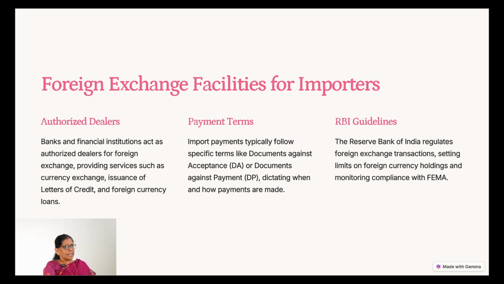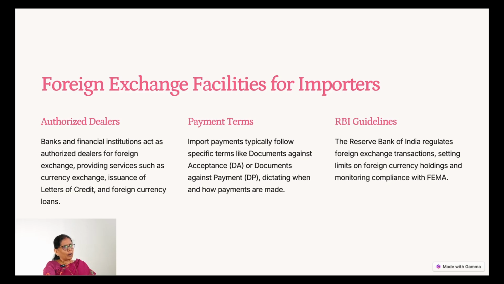The authorized dealers, the banks and other financial institutions, act as authorized dealers for foreign exchange, providing services to importers such as currency exchange, issuance of letters of credit, and foreign currency loans. These dealers must comply with guidelines issued by the Reserve Bank of India to ensure proper oversight of foreign exchange transactions. Let's see the payment terms for imports.